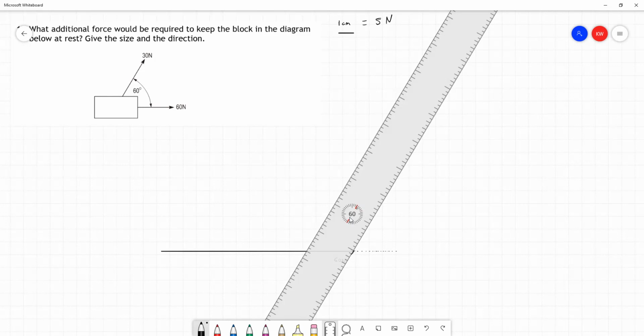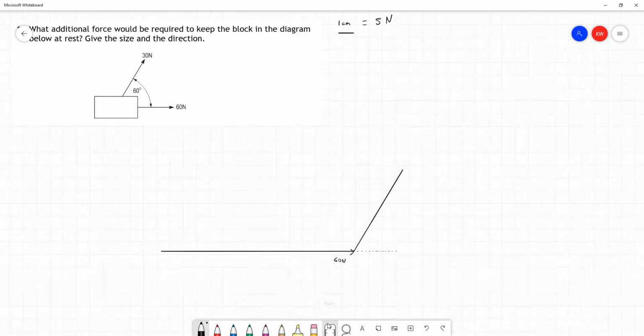And this line needs to be 30 newtons. So in this case, for our scale, 1 centimetre being 5 newtons, this line is 6 centimetres long. So it takes us up to here. And again, I'll indicate the direction with an arrow.